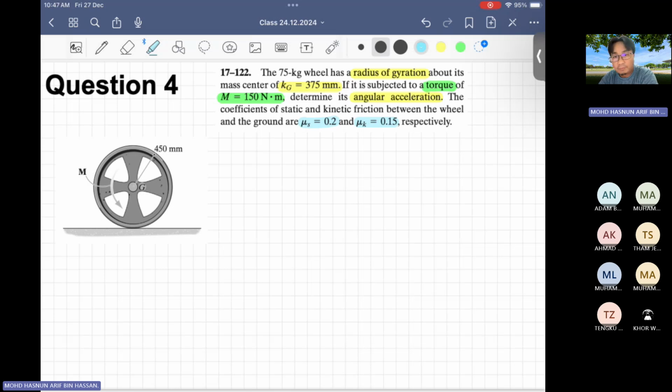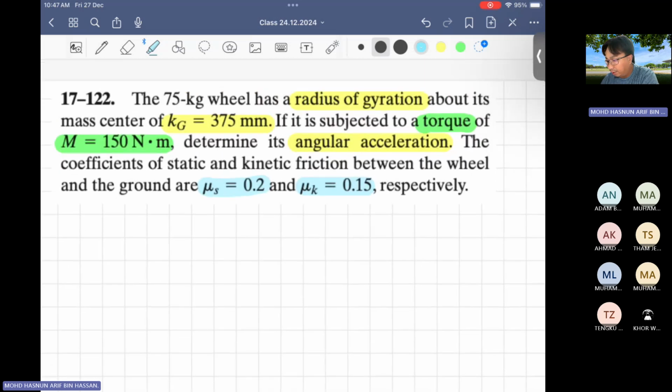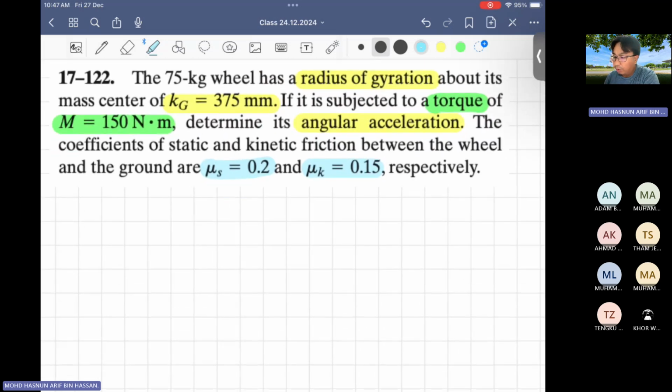What about the rest? How do you know that it is rolling without slipping? Because there is a coefficient of kinetic friction. Okay, let us zoom in to here. Do you understand what is the difference between coefficient of static friction and coefficient of kinetic friction? Why are there two coefficients of friction given?